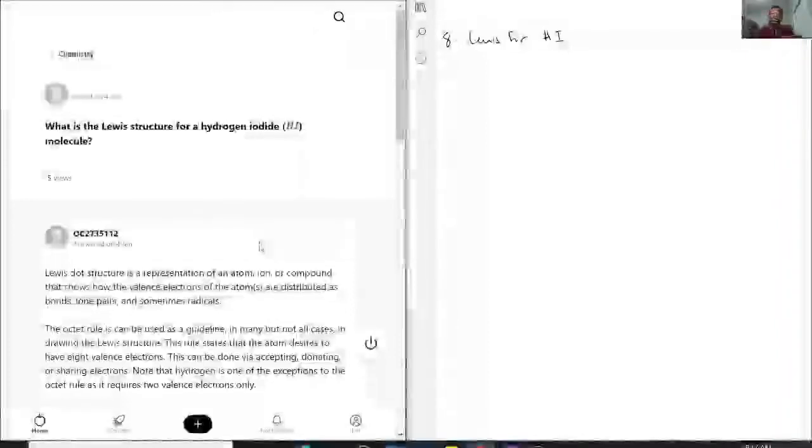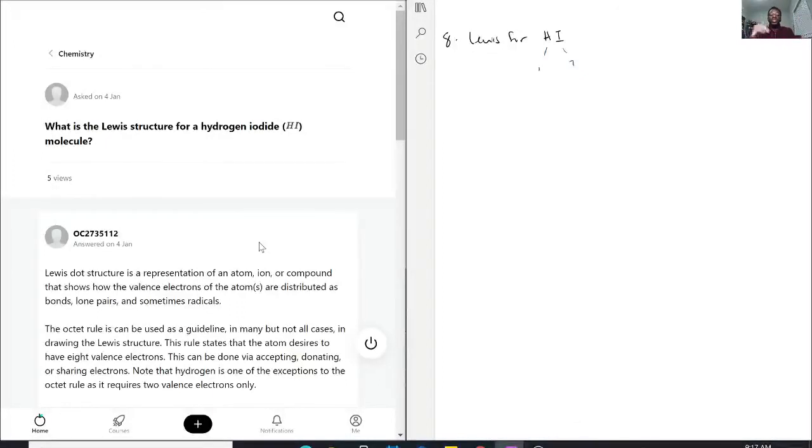So hydrogen is on the first column, so that's 1 electron. Iodine on the other hand is on the 17th column, so that's 7 electrons. In total, we wanted to have 8 electrons. So pretty low number, that's good. So we're going to draw the hydrogen bonded with the iodine, okay? And now we're going to fill out this octet rule.